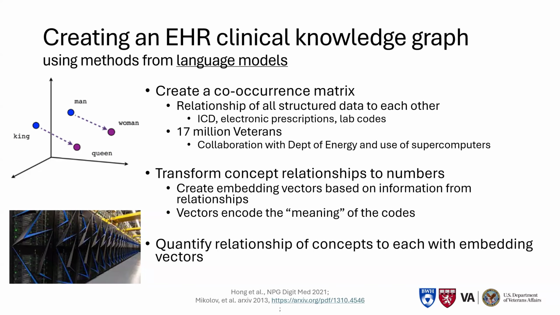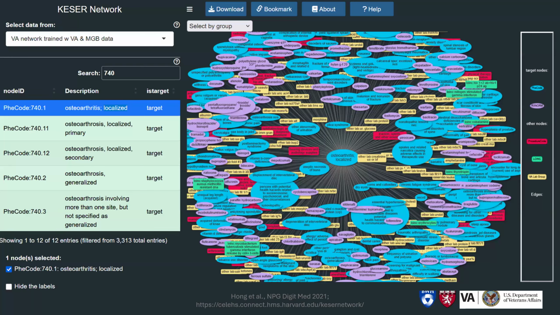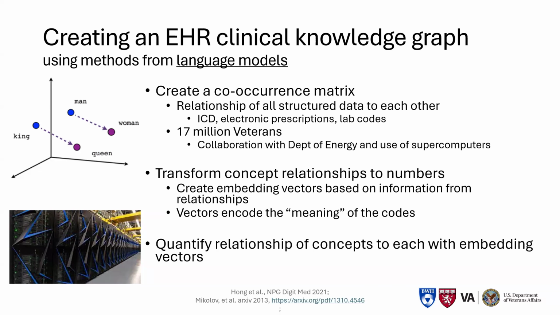So imagine taking all the concepts. So that's, for the EHR, that's ICD, electronic prescriptions and lab codes, and creating a matrix of how they're related to each other, creating vectors. And then as numbers, you can then look at how they're all related to each other. And that's how we come up with something like this, which is a knowledge graph. And this is actually the foundation for a lot of the large language models we have today.